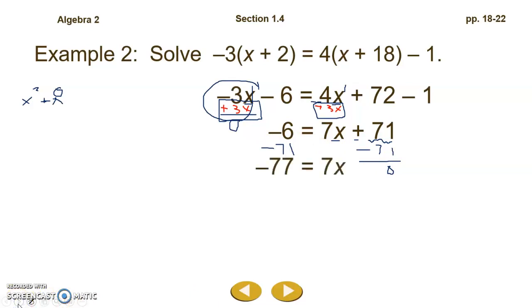And that leaves us with negative 77 equals 7x. Now 7x is just 7 times x. Again, I'm trying to undo what's been done to the x. How do I undo multiplication? Well, division. So I'm going to divide both sides by 7, and when I do, x equals negative 11. Using that symmetric property, I can flip this around and write my x first, equals negative 11.